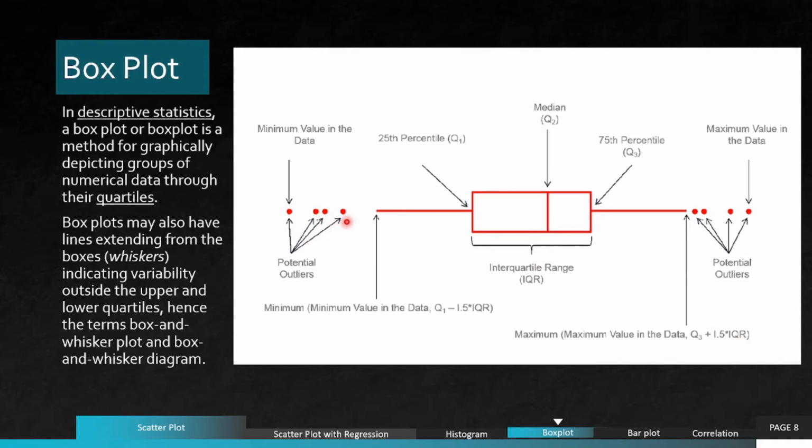But there are certain values which are lying outside this, which are the potential outliers. And what are the potential outliers? These potential outliers are those which are beyond this point, which is quartile 1 minus 1.5 times the interquartile range, and the other one which is the third quartile plus 1.5 times the interquartile range. So you can see that it is a very easy way to find this type of outliers.